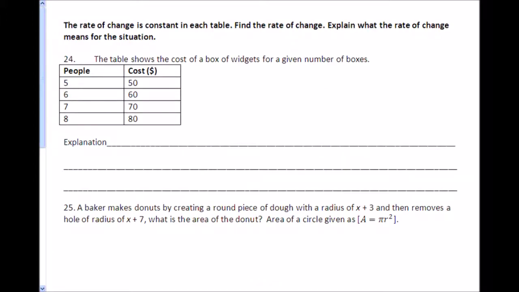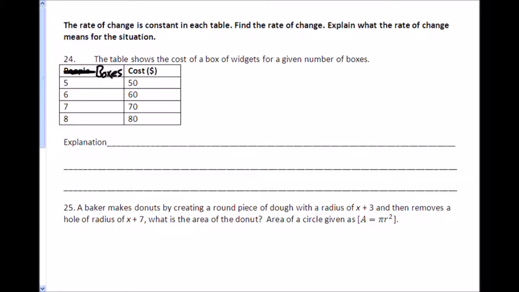The next one, it says the rate of change is constant in each table. And really, I've got a little bit of a typo here. This should be boxes. Because we're talking about boxes of widgets. So the cost of a box of widgets for a given number of boxes.